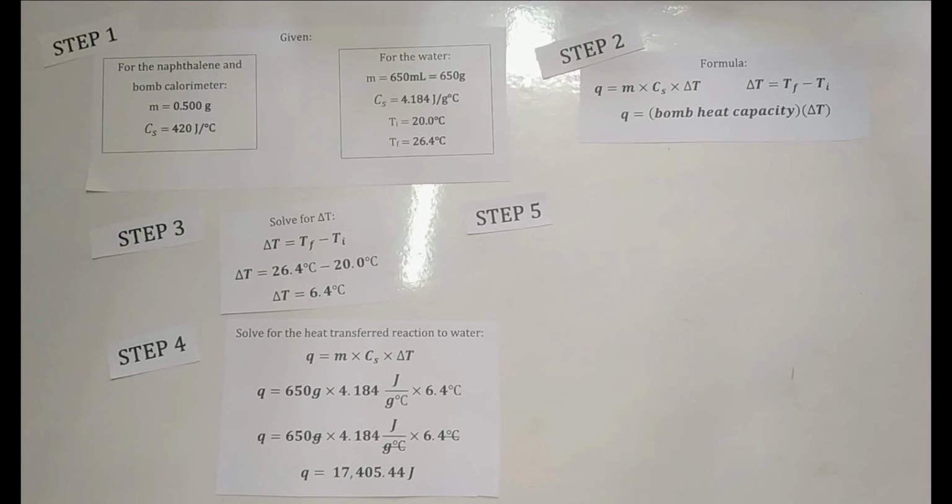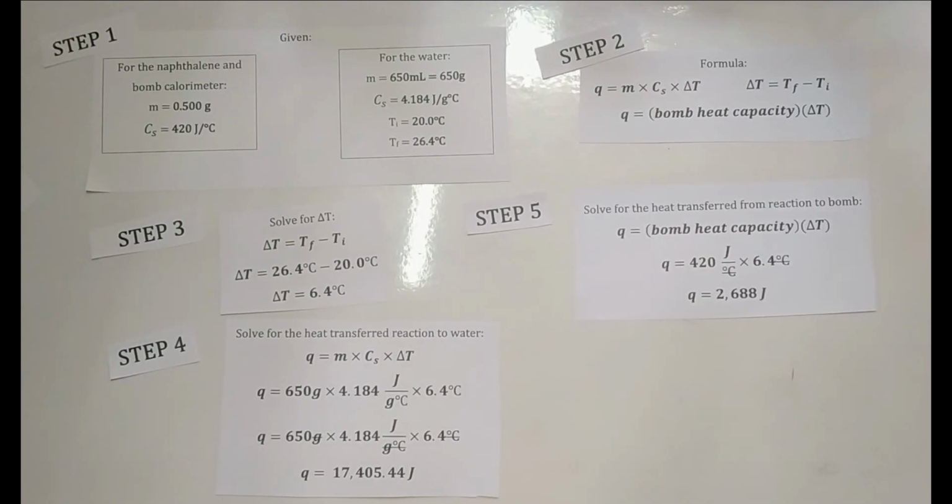Now that we've found the heat transferred from the reaction to water, we next need to solve for the heat transferred from the reaction to the bomb. We need to use the formula Q is equal to bomb heat capacity times the change in temperature. As written in the given, we have 420 joules per degree Celsius, which is the bomb heat capacity, and the change in temperature of 6.4 degrees Celsius. By multiplying these values, we can cancel out the degrees Celsius, and that will give us 2,688 joules.